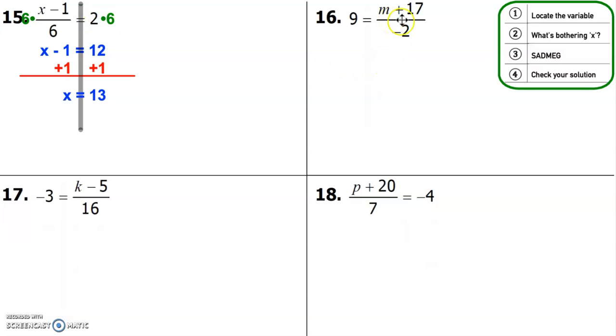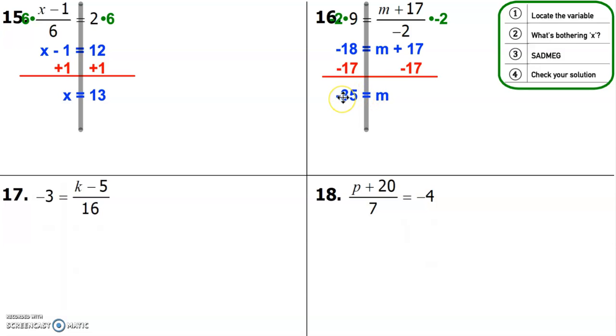So here, I need to multiply by -2 first. Now what's that going to leave me with? It's going to leave me with -18 equals m plus 17. Then I can subtract that 17. So that leaves me with m equals -35.